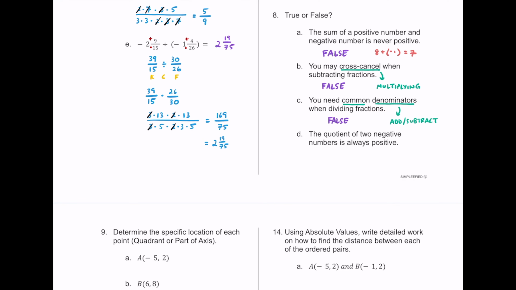Finally, for 8d, the quotient of two negative numbers is always positive. This is going to be true. When you divide a negative number by a negative number, maybe something like negative 10 divided by negative 2, well, 10 divided by 2 is 5, and the opposite of negative 5 just stays as positive 5. So that's true. A negative divided by a negative, or the quotient, is always going to be positive. Let's check out number 9.